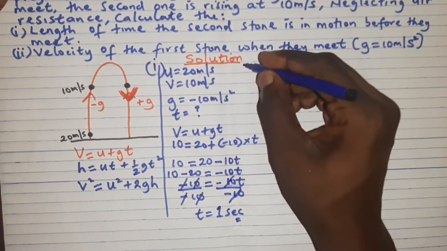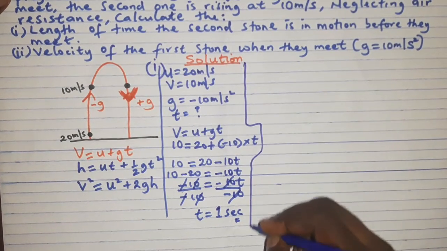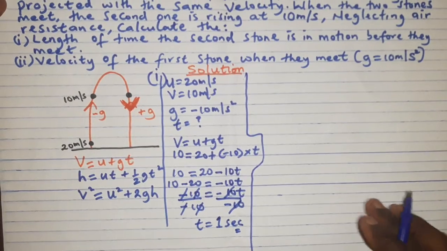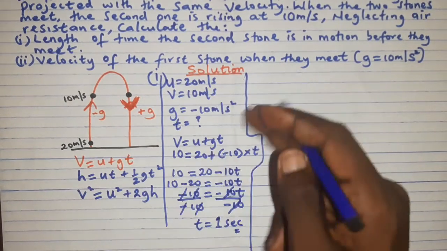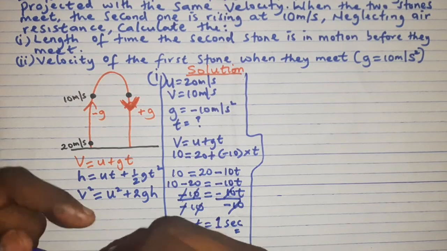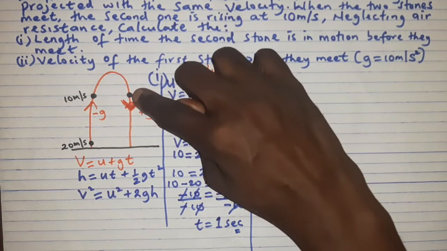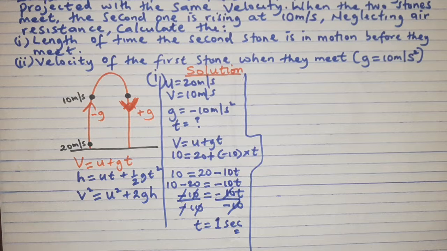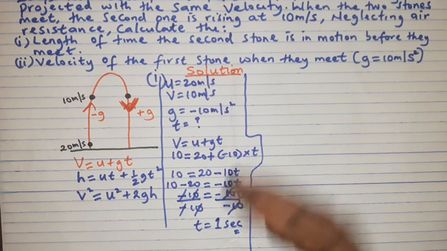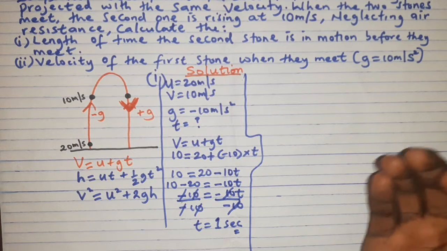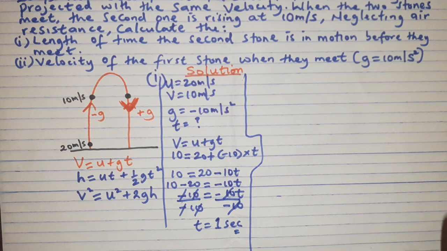So for question 2, or Roman figure 2, it asks for the velocity of the first stone when they meet. So how fast is this stone moving when they actually meet? We know it's 10 meters per second, and I've explained why at the beginning of the video. But we can give a calculation, a proof, to show that this is 10 meters per second. The first stone is moving at 10 meters per second.